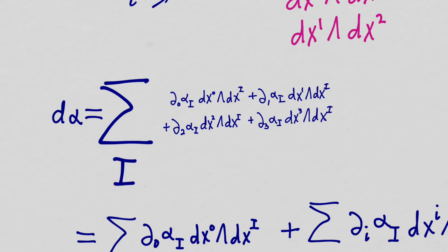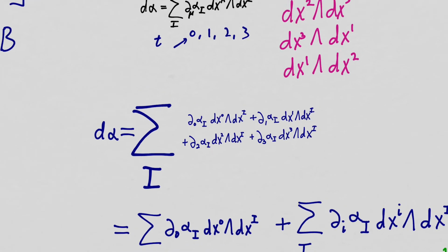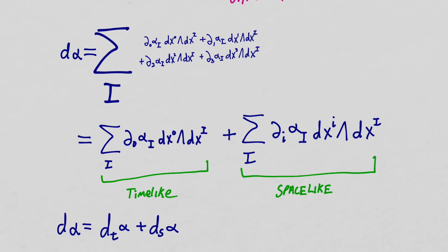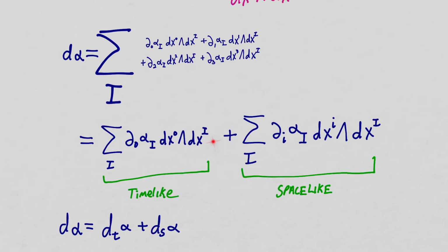So I'm still summing over the multi-indices, but now I've broken up that inner sum. This part here is sort of the space part of the exterior derivative, and this part here is the time part of the exterior derivative. But it's still the same. This is still literally the definition of the exterior derivative. So I could break this up into the time-like piece and the space-like piece.